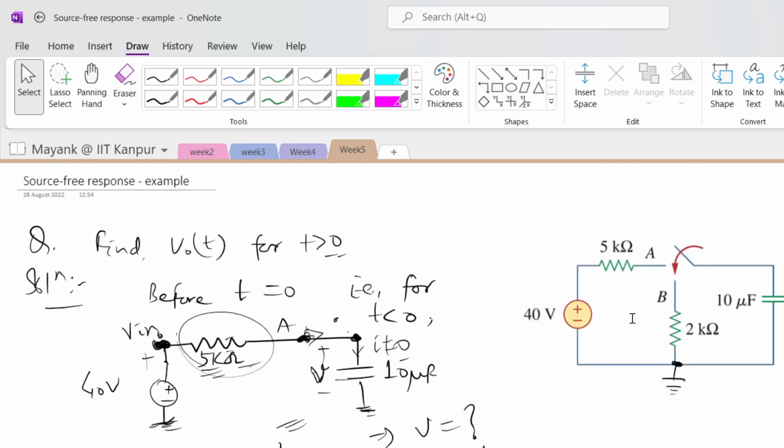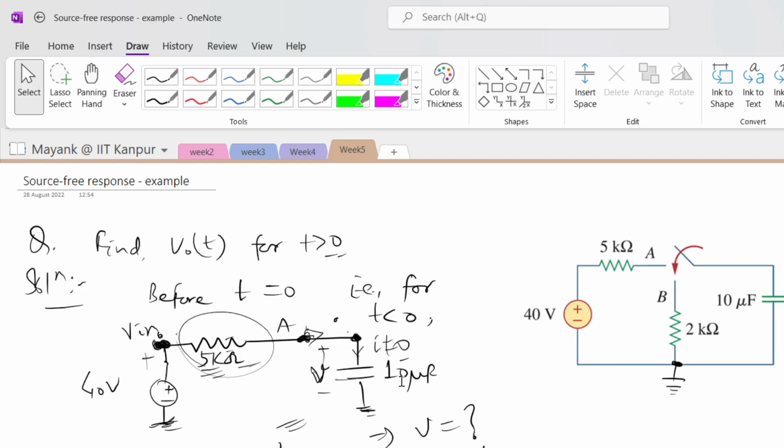So for that I started in this manner. I first have to find out the initial voltage that is stored on this capacitor, right? When this switch is connected at A, this is the particular condition. This 40 volt voltage source in series with this resistance is connected with this particular capacitor, right? This is the condition for time t less than 0.